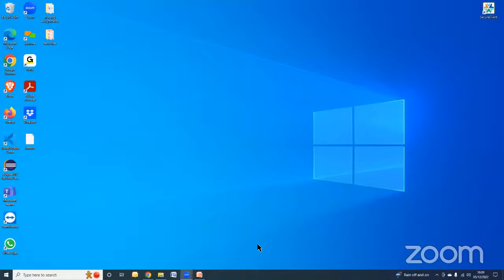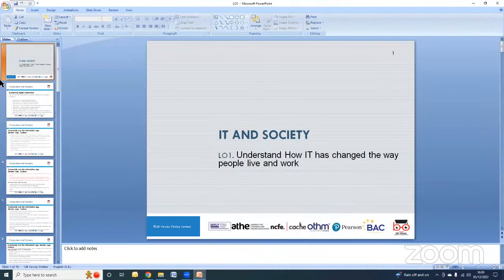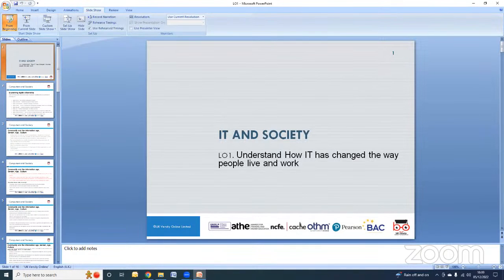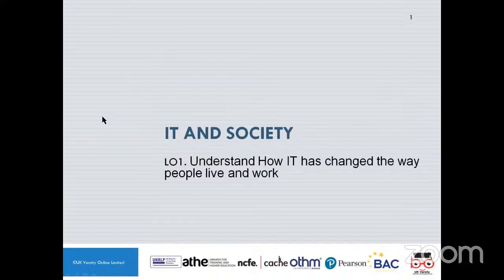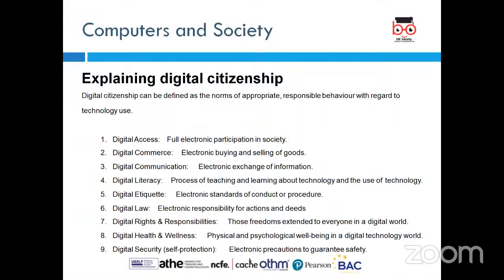So as we can see, what the unit is trying to achieve is to understand how technology has changed our life and how this is impacting the way we live and communicate with each other. As we can see, there are different aspects.